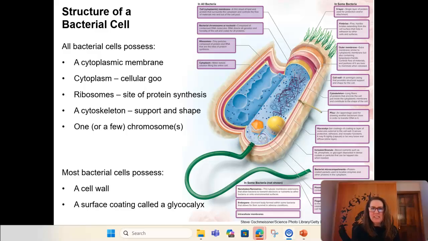The cytoskeleton isn't really unique to bacteria, but what we know about the cytoskeleton is it's giving support to the cell from the inside out. So just like you have a skeleton that's supporting you from the inside out, cytoskeletons support the cell. So bacterial cells do in fact have those. And then you see down below, most bacterial cells will have a cell wall and a surface coating called a glycocalyx. And the glycocalyx can come in 2 varieties, and so we will break that down in just a little bit. Let me move my face over here.